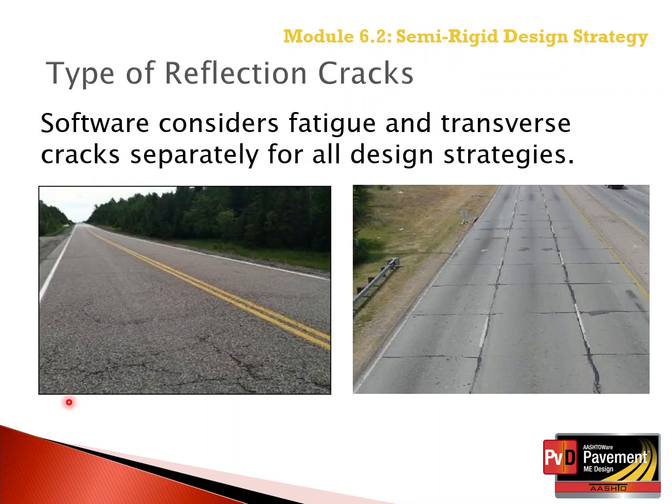So we're starting with the types of reflection cracks. The software considers two types, fatigue and transverse cracks, and keeps them separated for all design strategies. So we're not just predicting reflection cracks in total, we're predicting reflection cracks from fatigue and reflection cracks from shrinkage or transverse cracking in a chemically stabilized layer.